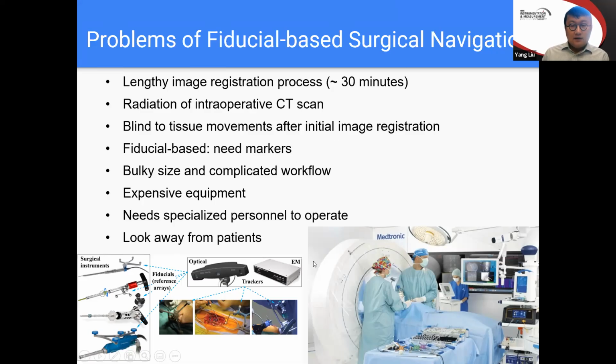Part of the problem is that the patient moves, and those markers, such as the reference frame, can be kicked or bumped, so your accuracy would decrease. In those cases, you have to redo an image registration, which calls for an intraoperative CT or intraoperative MRI scan and reconstruction, which can take up to 30 minutes. And this is very slow, and it's not very realistic. And with each intraoperative CT scan, you're also exposing the patient and the surgical team to additional radiation.